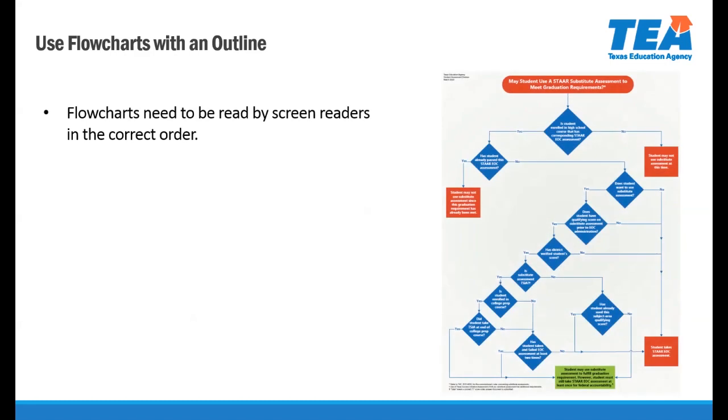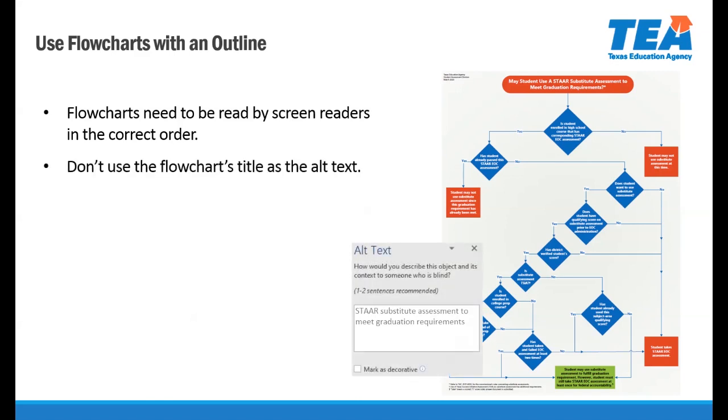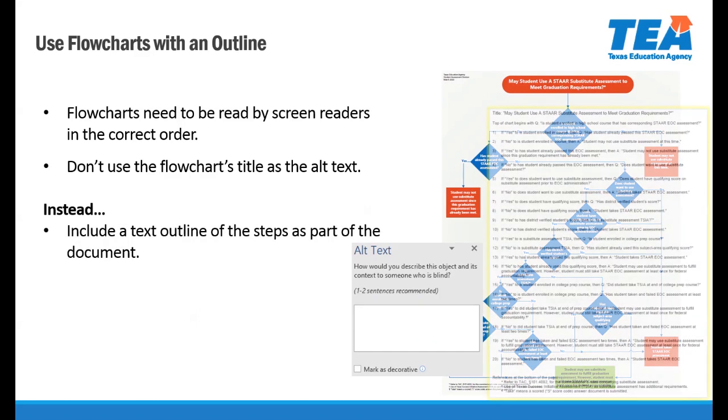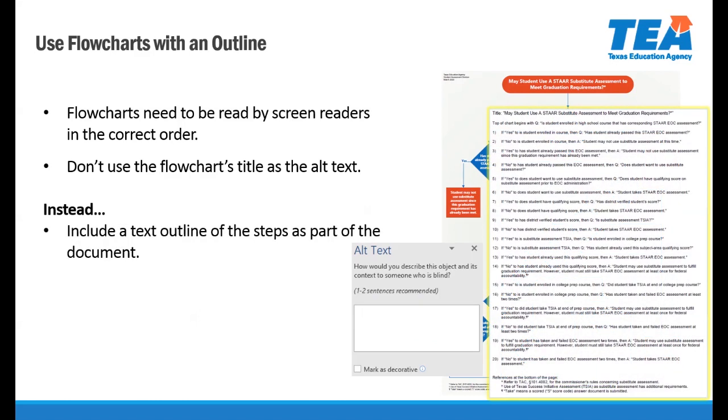Use flowcharts with an outline. Flowcharts need to be read by screen readers in the correct order. Every decision, every action, or every step in the flowchart needs to be read in the correct order. The flowchart's title should not be the alt text. Instead, include a text outline of all the steps as part of the document, and mark the flowchart as an image decorative.